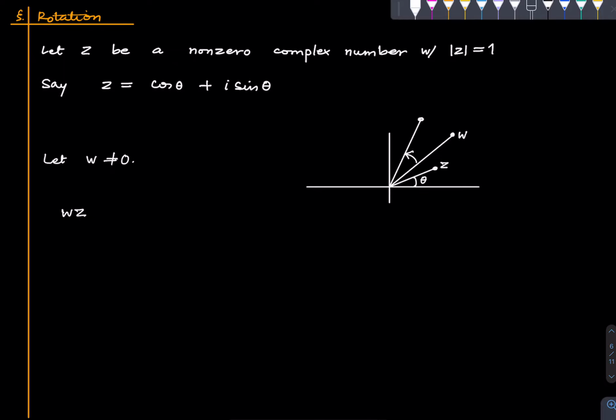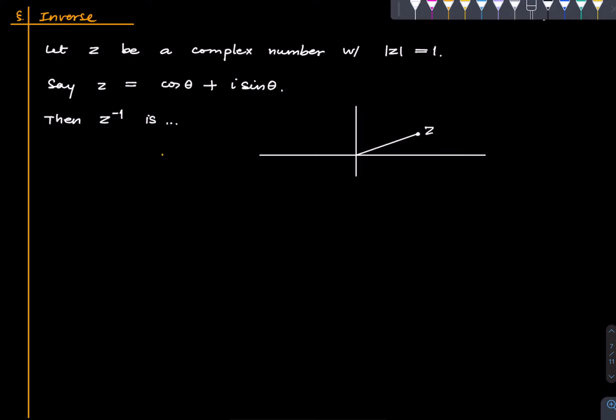So basically, we just have to rotate w by the angle theta, and you get zw. So complex numbers of unit magnitude can be thought of as rotations of the complex plane. They pick a point in the complex plane and rotate it by the argument that they have. And this is a powerful observation, as we will see subsequently. All right.